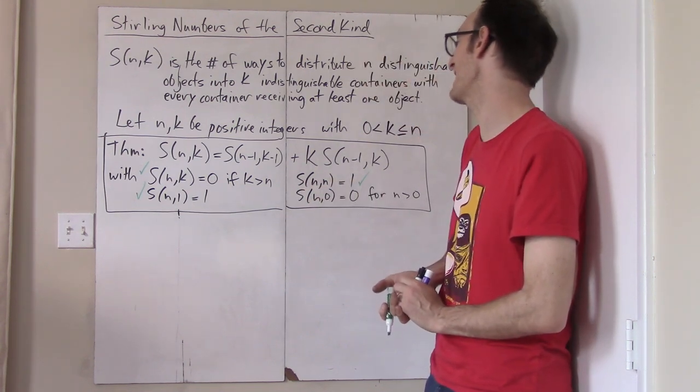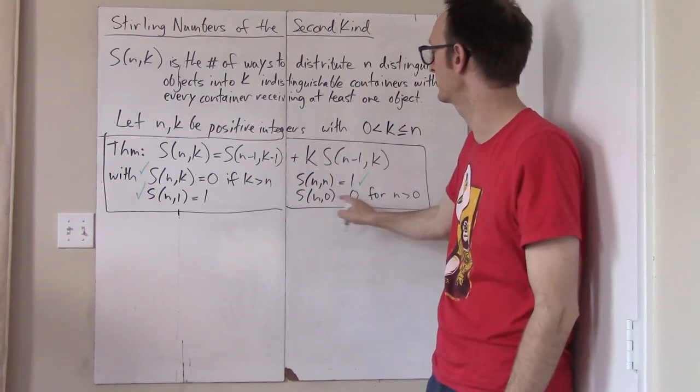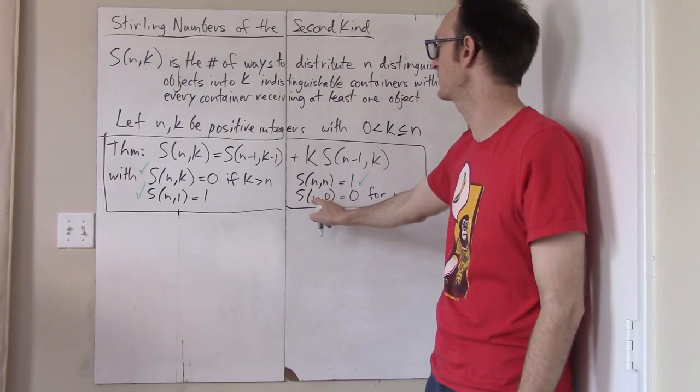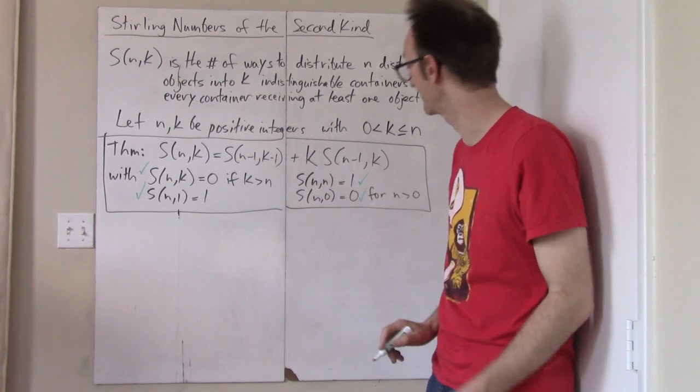Okay, and finally, S(n,0) is 0. Okay, this is maybe a little bit stupid. If you have n objects but you have no boxes, then there's just no way to do that.